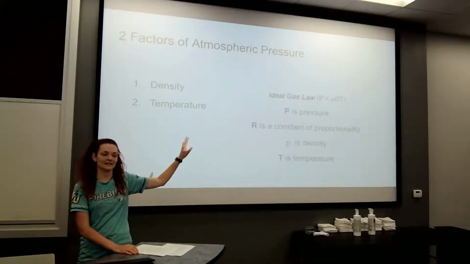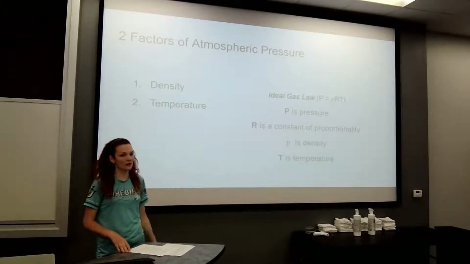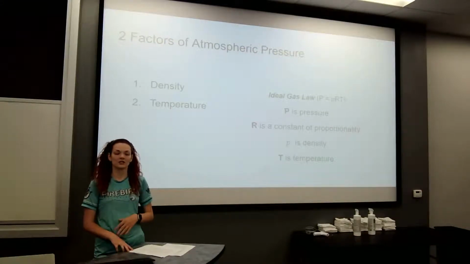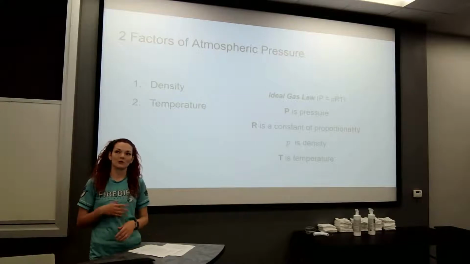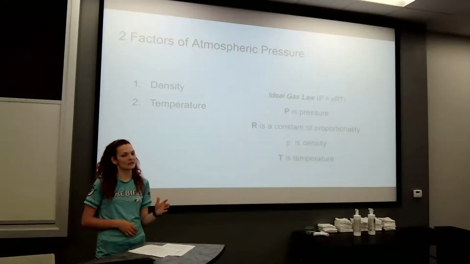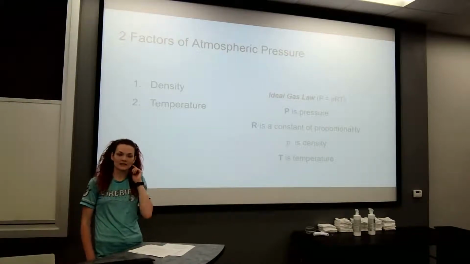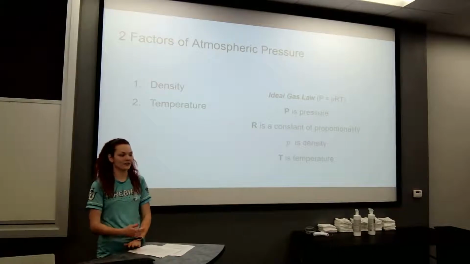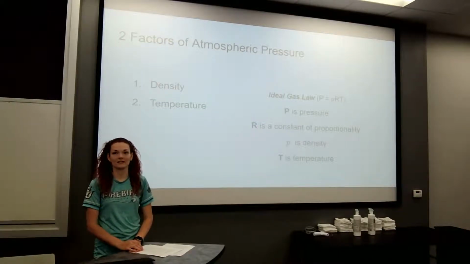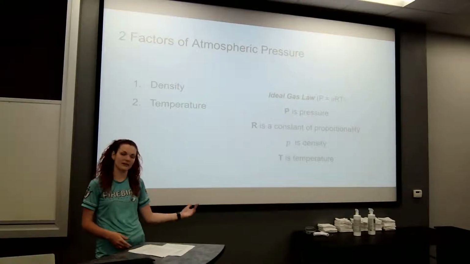This is called the ideal gas law. And you don't have to solve any equations or anything with this formula. It's just showing you the relationship between pressure and density and temperature. So if one of them changes, the others are going to be affected. So if density increases, temperature increases. If temperature increases, density increases. So think of it like that. If one of these variables changes, so will the other.